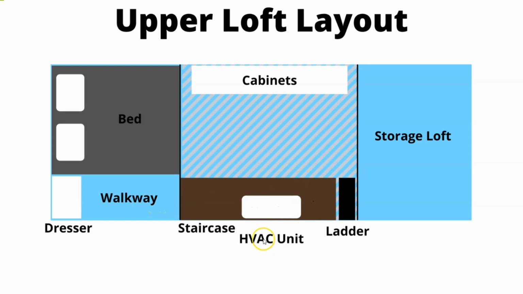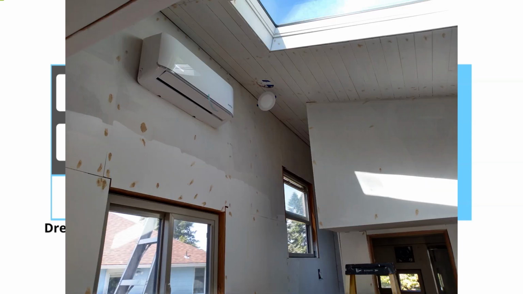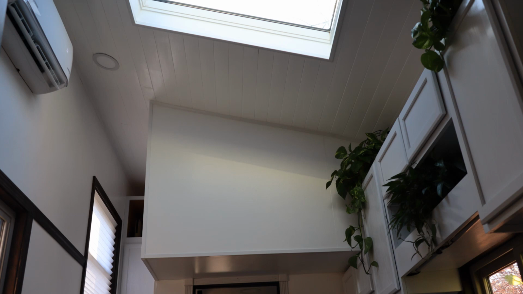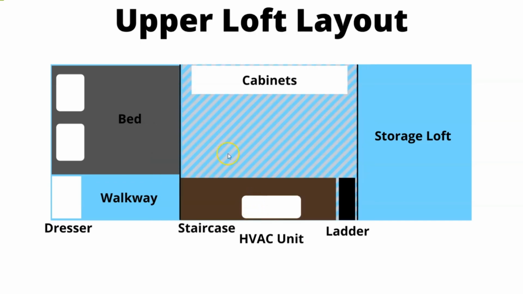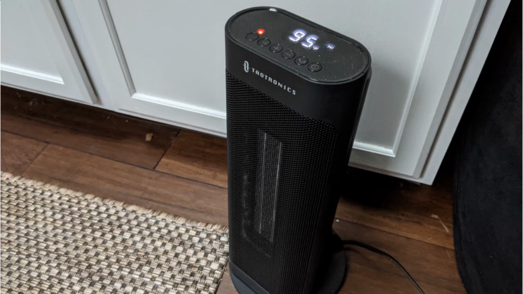Up high on the wall is the HVAC unit. This is one of the few design elements that I would probably change if I had to go back and redo this build. It's located at a spot really high up on the wall, and when it blows hot air out, the hot air just stays up in these lofts. It doesn't really ever get down to the lower areas of the tiny house. So I've had to supplement the heat on the lower story by having an electric heater down on the floor area.